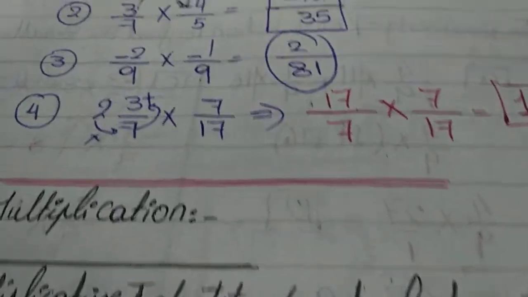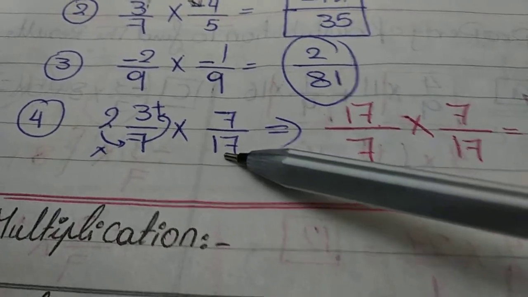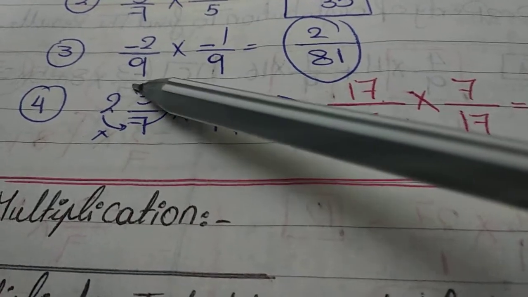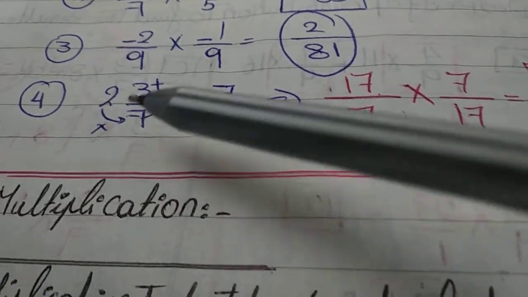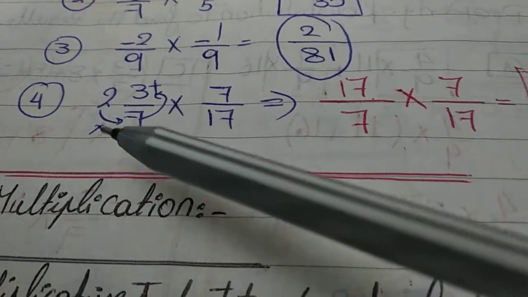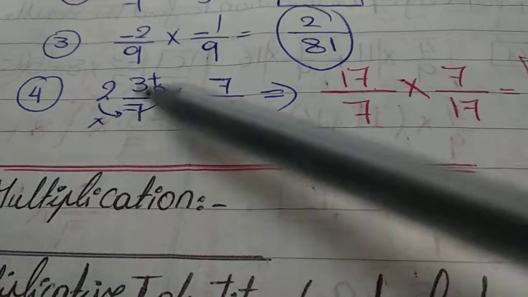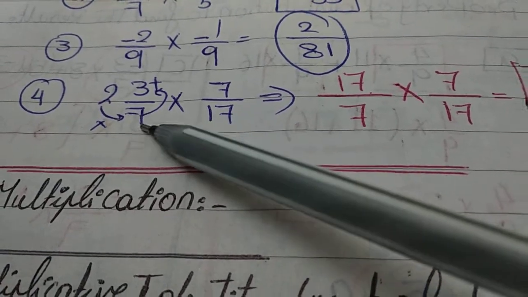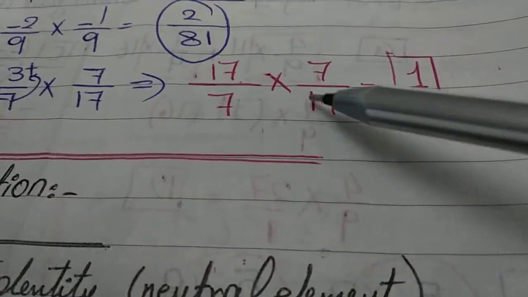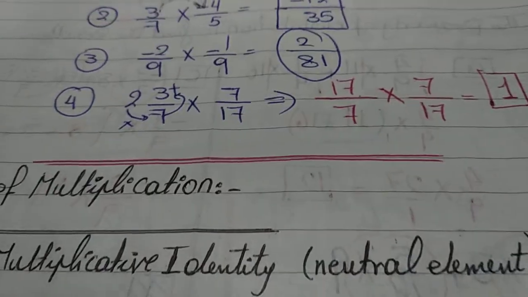But if I have a mixed number times a proper fraction, if I have a mixed number, I should write it on the calculator and convert it to an improper fraction. Okay, so 2 and 3 over 7 times 7 over 17. 2 and 3 over 7, to be an improper fraction, will be 17 over 7 times 7 over 17, the answer will be 1. Okay.